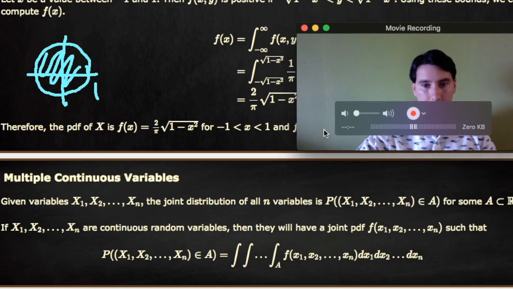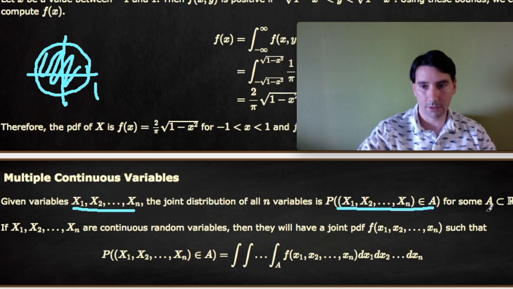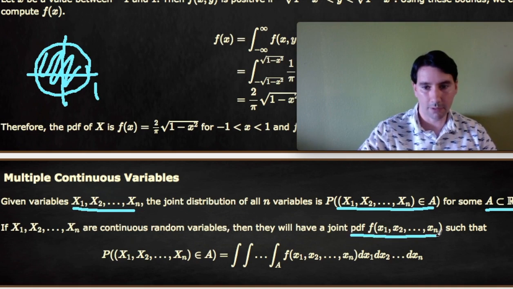So we've talked about two random variables in general, but you can also have a joint distribution for n random variables. Given X1 through Xn, the joint distribution is the probability that X1, X2 up to Xn is in a set A, for a subset A of R^n, where the points of R are real numbers. And if X1 through Xn are continuous, and they have joint PDF f of x1 through xn, then the probability that X1 to Xn are in A is the n integrals over the set A of f of x1 to xn, dx1 through dxn.